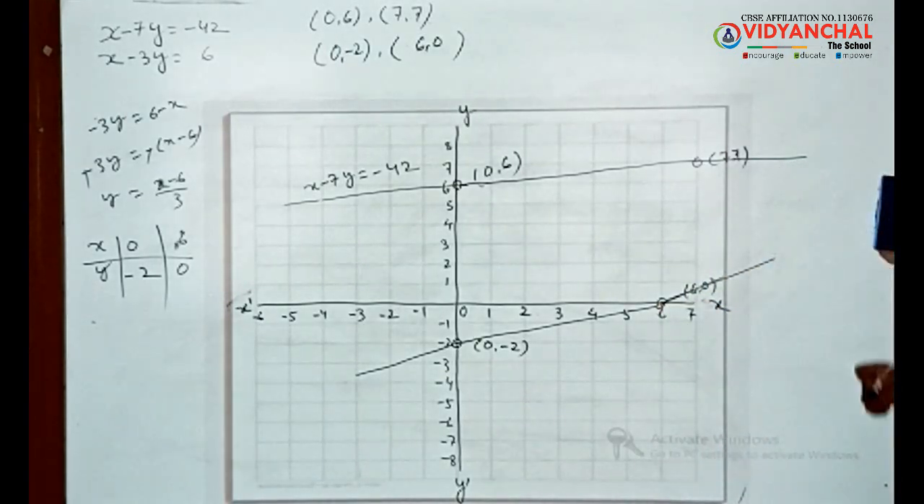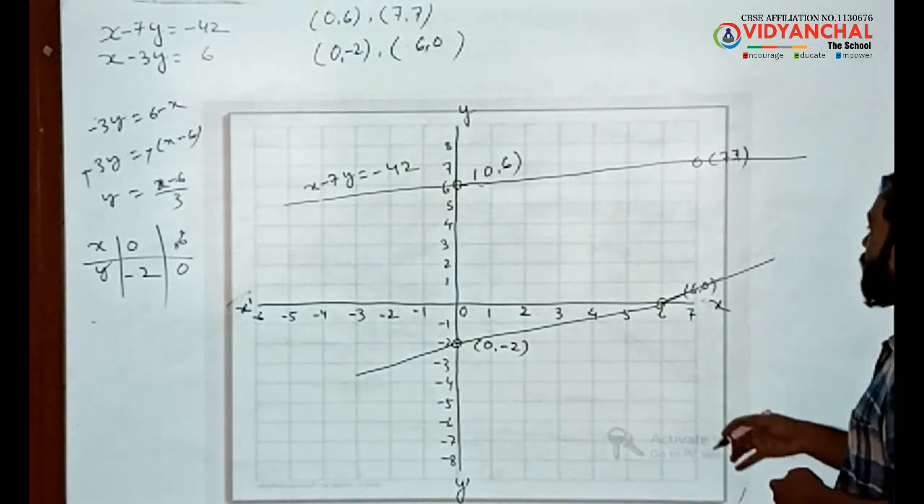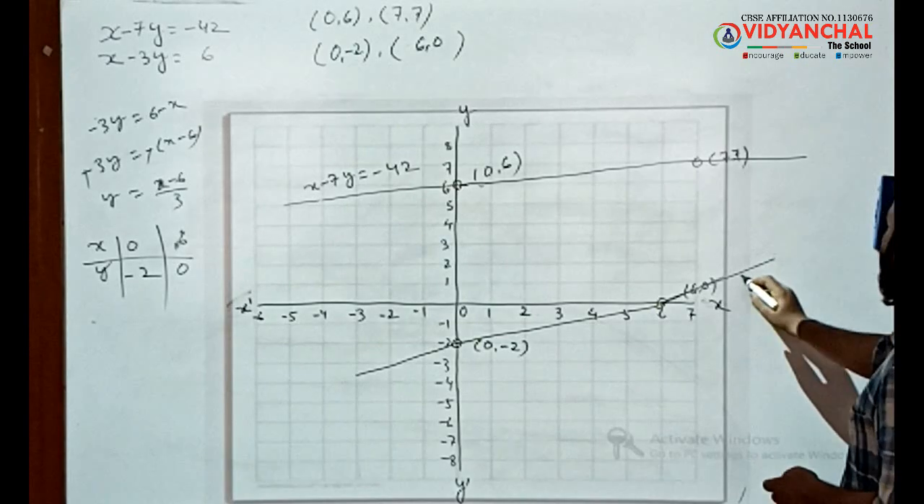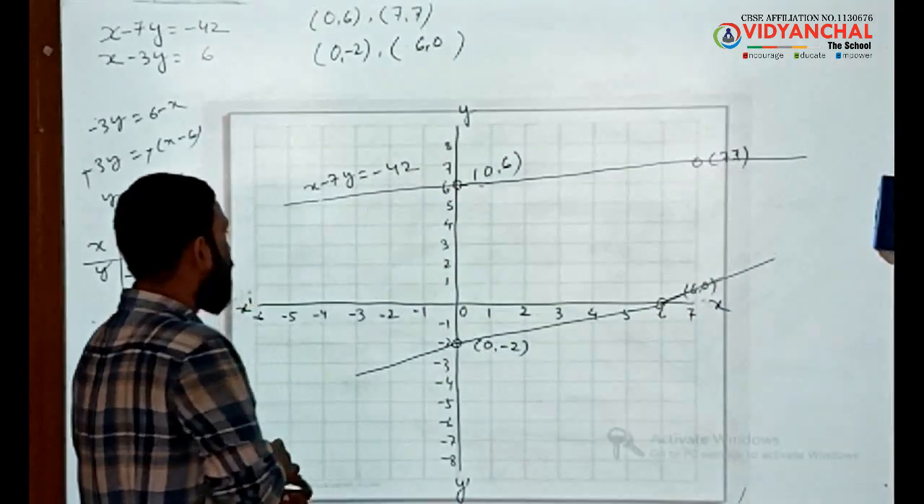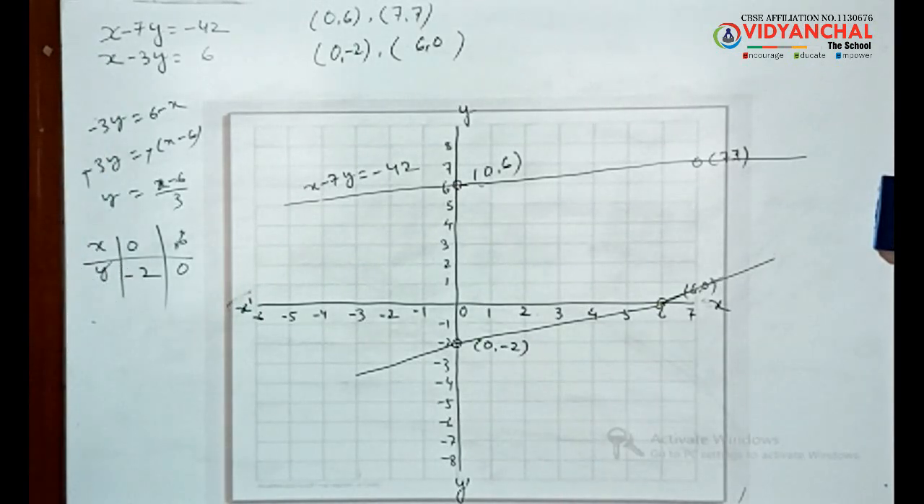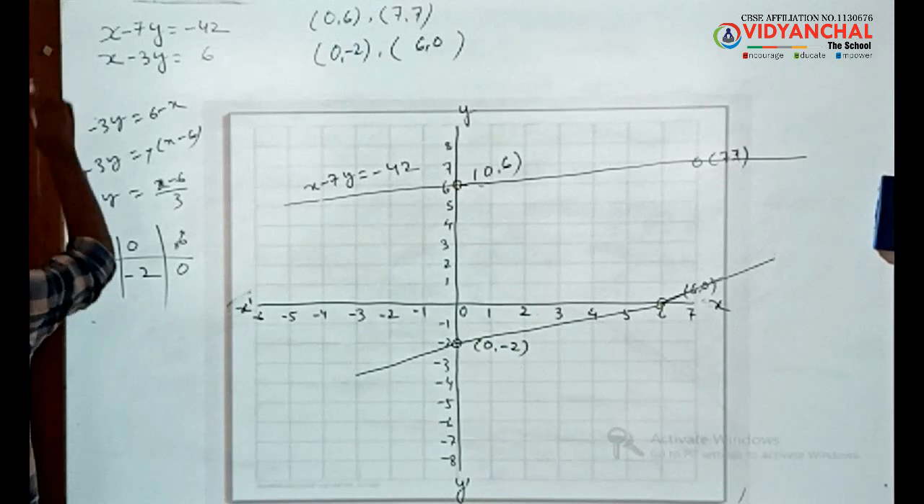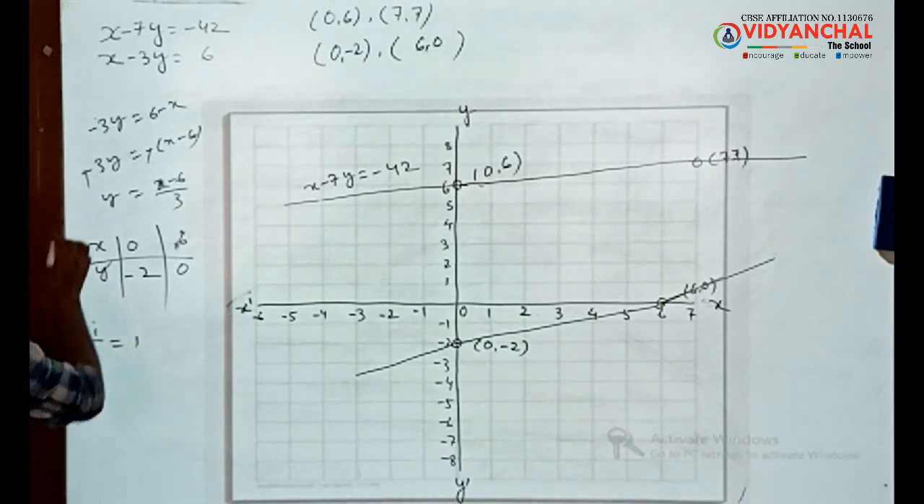Now these lines are not intersecting here because this graph page is too short, but definitely both the lines will intersect at a point, as we can compare them. A1 upon A2 is not equal to B1 upon B2. What is A1? A1 is 1. What is B1? B1 is 1. So 1 upon 1 is 1.